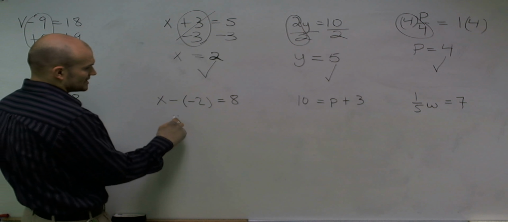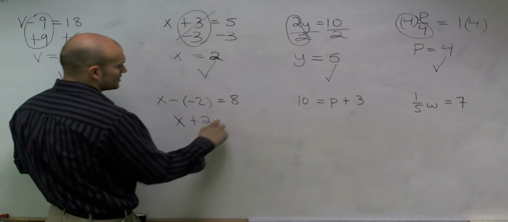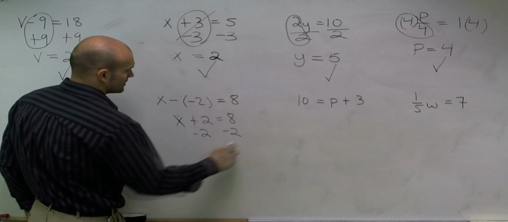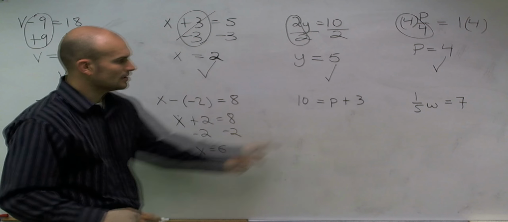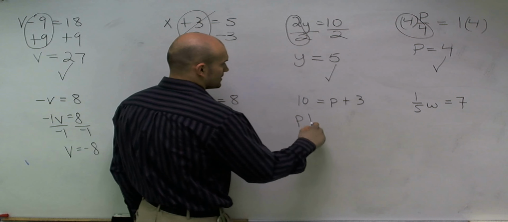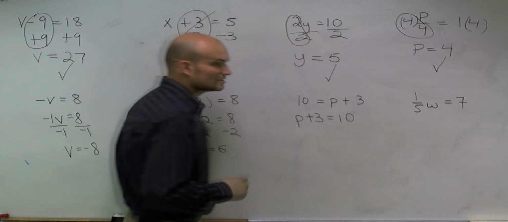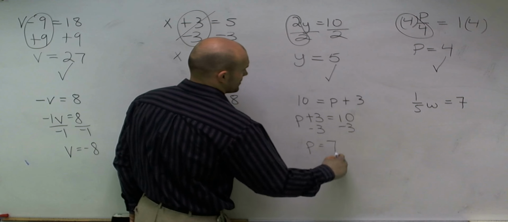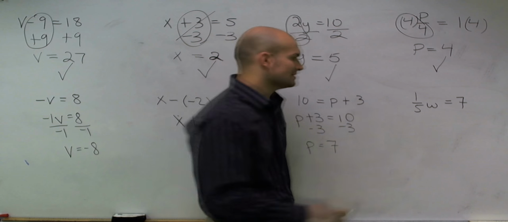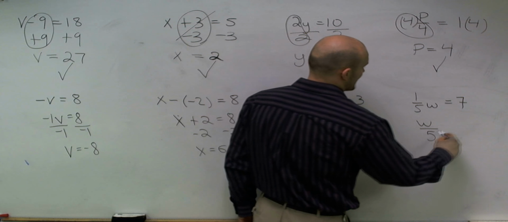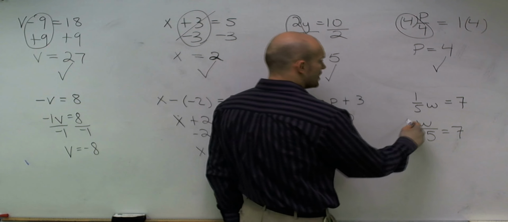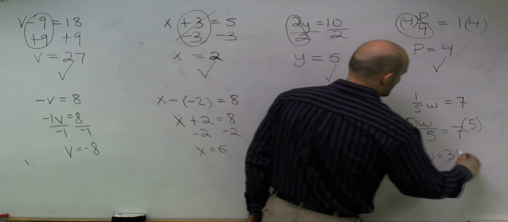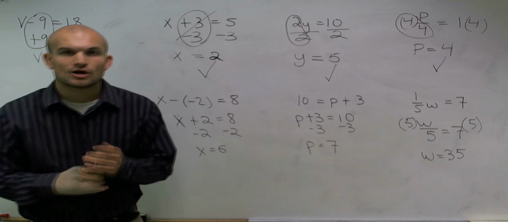Over here, I said your tip was to change this to an addition problem. X plus 2 equals 8. Since I'm adding a 2, I'm going to want to subtract. Therefore, x equals 6. Over here, I said to rewrite the equation. P plus 3 equals 10. To undo addition, just like this one, I can subtract. And for here, I said you could also rewrite this like a division problem. W over 5 equals 7. Opposite of division is multiplication. So W equals 35. And that is how you solve one-step equations.